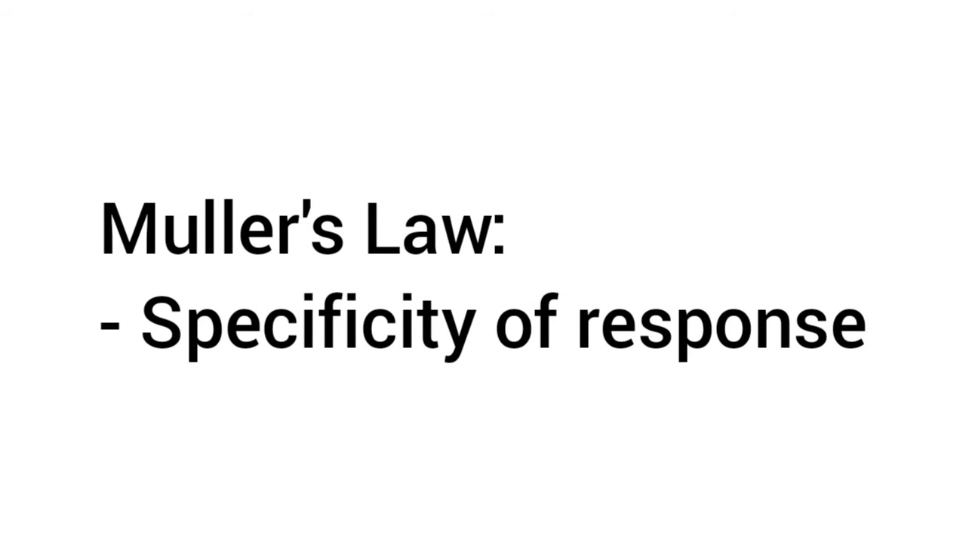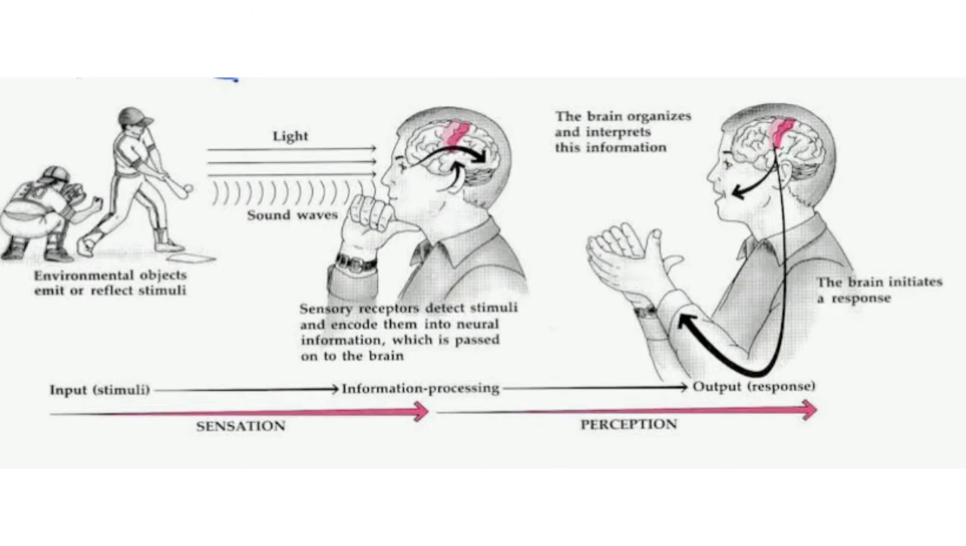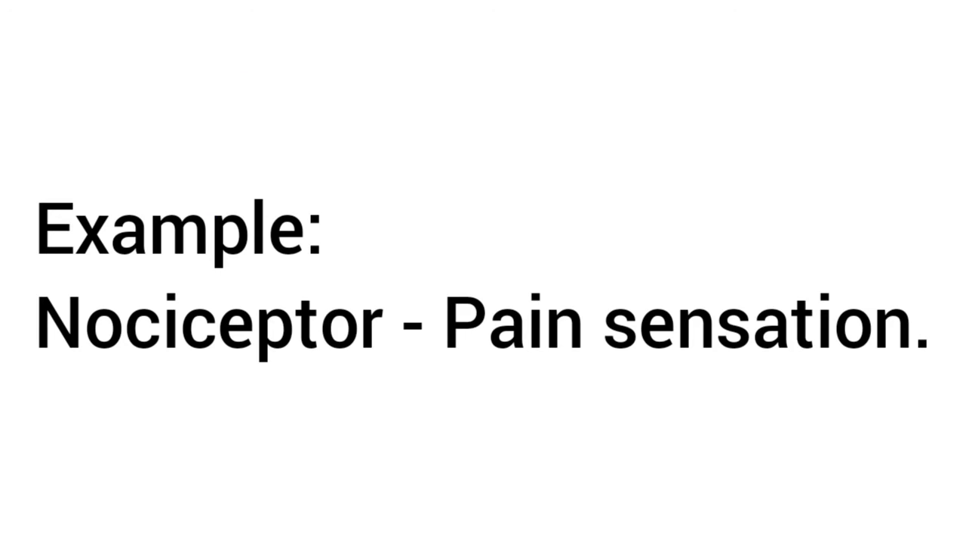Now we'll see properties of receptors. First is specificity of response. It is called Muller's law. It refers to the specific type of receptor sensing a specific sensation. Example, the pain receptor only senses the pain sensation.